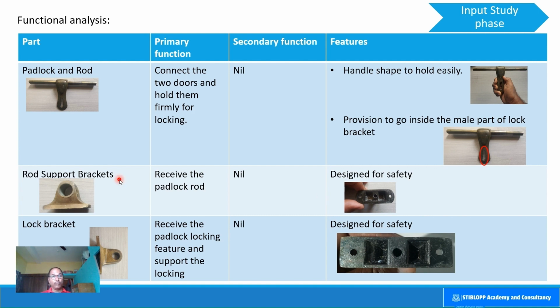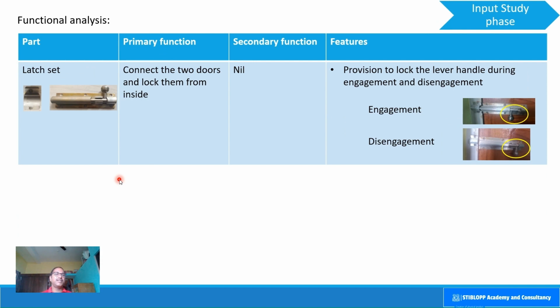Okay, now moving on. Latch set. The primary function of the latch set is to connect two doors and lock them from inside. The secondary function is nil. Features: you can see that there is a feature to lock the lever when the door is engaged, and there is also a feature to unlock the lever when it is disengaged so that the rod is not protruded outside.